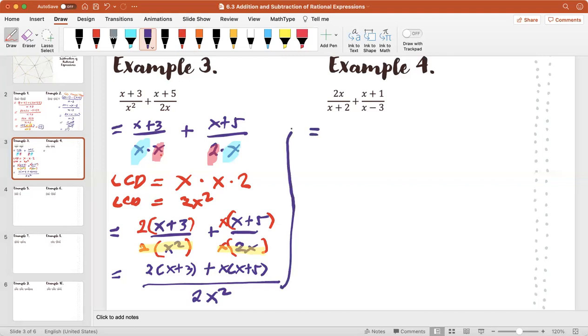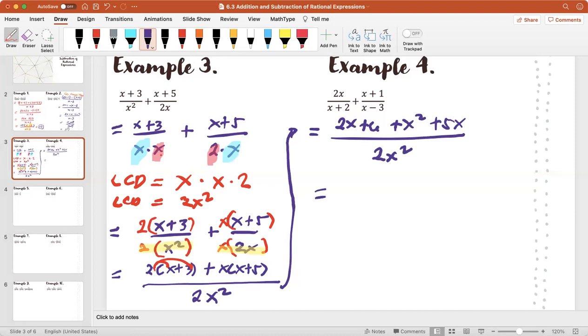Let's continue over here. We multiply our numerators. What's 2 times x? You'll have 2x. What's 2 times 3? By distributive property, that would be 6. And then another group, positive x times x. That will be x squared. We're now in the second one. x times 5 here is going to be 5x, all over 2x squared.